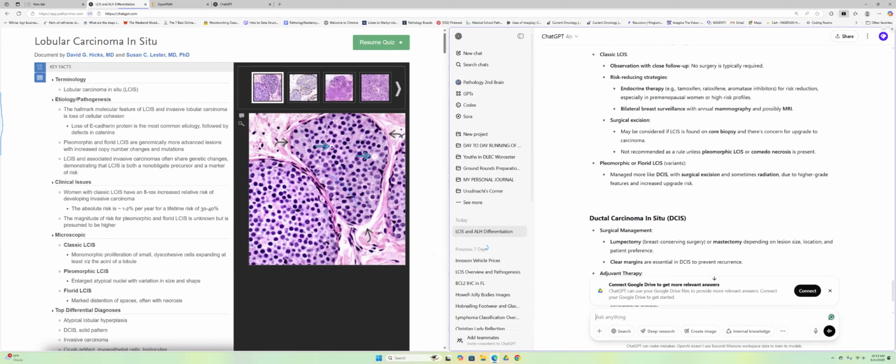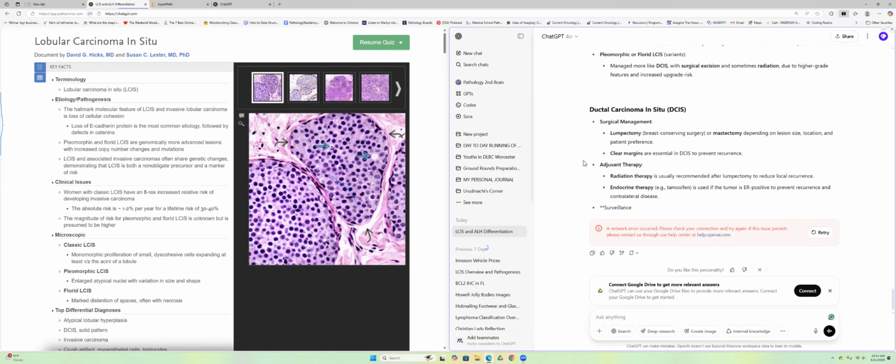Look at it here, second line. Found on core biopsy and they are concerned for upgrade to carcinoma. No, no, here. Surgery is not recommended as a rule unless pleomorphic LCIS or comedo necrosis is present. You don't remove LCIS unless there's comedonecrosis, which we call florid LCIS or pleomorphic LCIS. Okay, good.